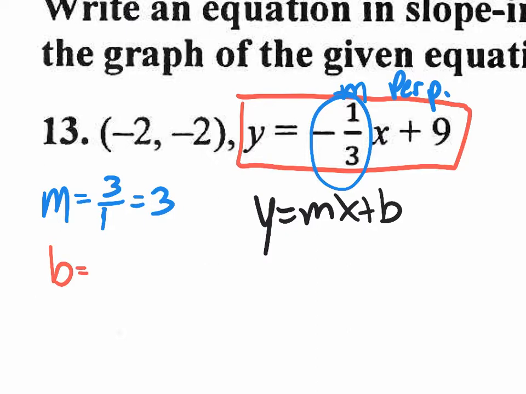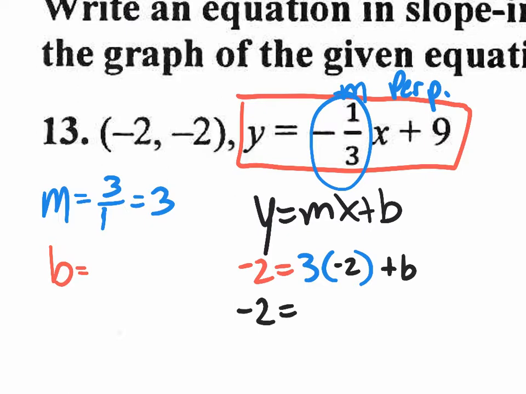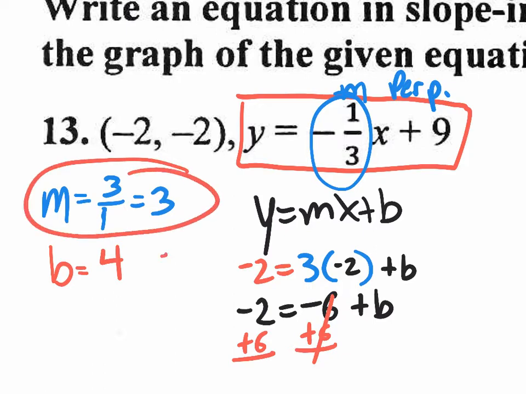Finish it? Okay, so instead of y, what am I going to write? Instead of m, what am I going to write? 3/1 or just 3 times what's x instead of x? -2 and then plus b, right? The equation is -2 equals -6 plus b. How do I get rid of that -6? Add 6. Add 6. So b equals what? B equals 4. Now that you know the m and now that you know the b, now you could write your equation in slope-intercept form, y equals mx plus b. What is that equation? Y equals what?